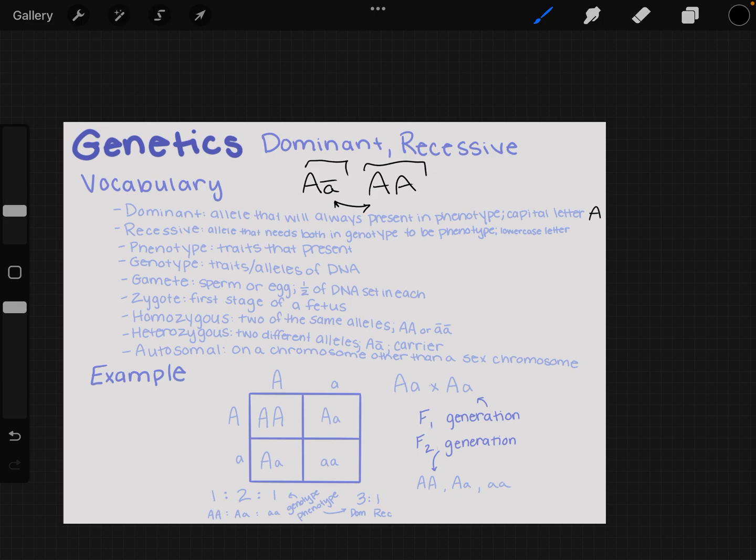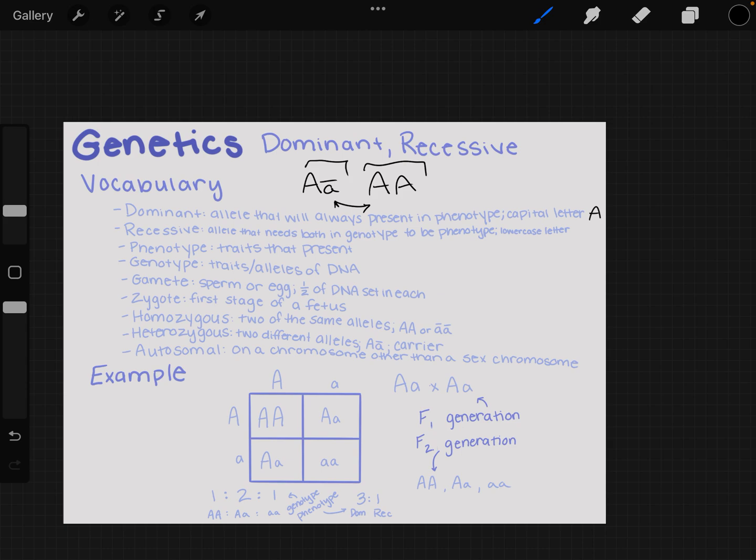So again, phenotypes are going to be traits that present in either a person or an animal or a plant or whatever. And genotypes are going to be the alleles of DNA, so the ones that you might not be able to see, but are still coded for in the DNA. This is going to be extremely important moving forward, so make sure that you have a good grasp on it.